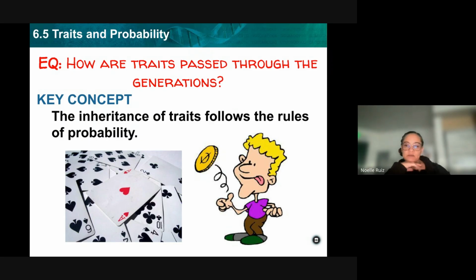What if we talk about four choices? So that's why we go through the quarters. You get a 25, 50, 75, or 100% chance of inheriting some kind of trait.